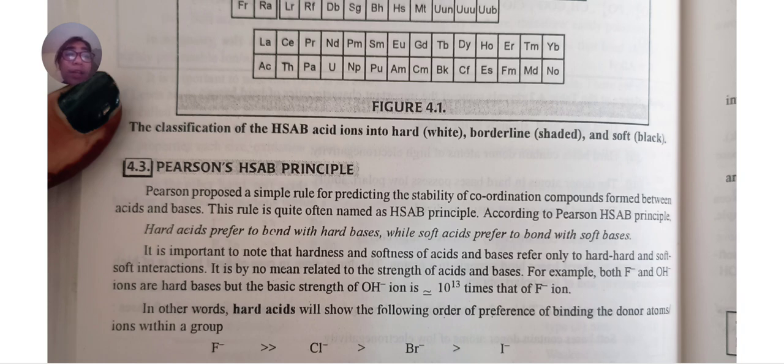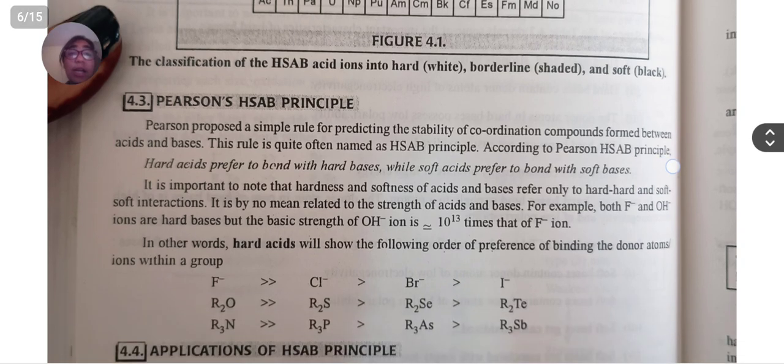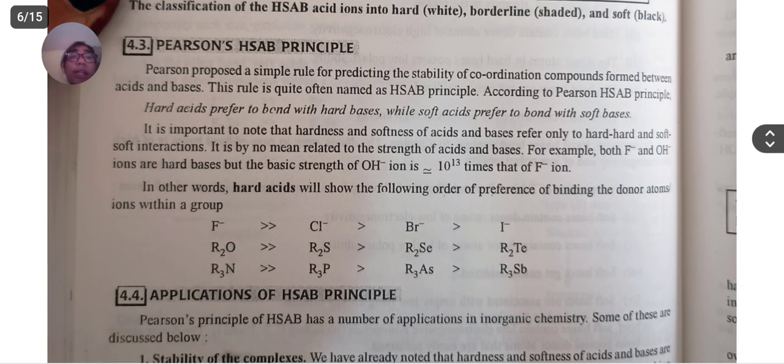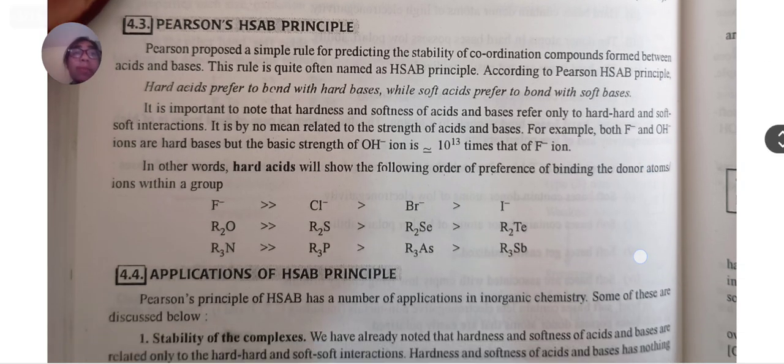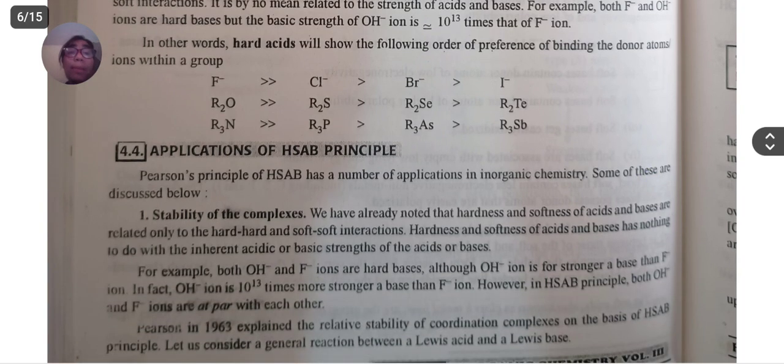For example, F negative and OH negative ions are hard bases, but the strength of OH negative is 10 raised to the power 13 times that of F negative ions. In other words, hard acids will show the following order of preference for binding of the donor atom ion within the group. Application of the HSAB principle. Pearson's HSAB principle has a number of applications.